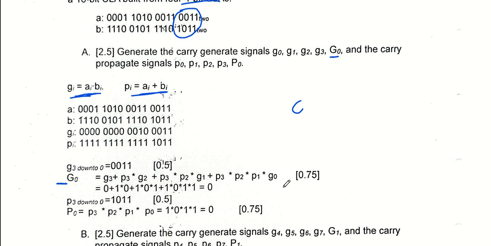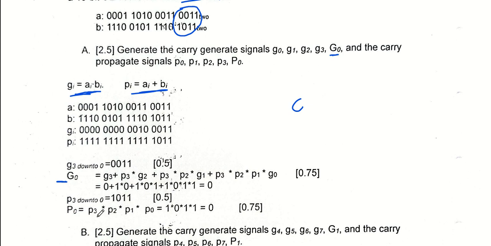Now, when you are done, the rest is just substitution. What is G3? G3 is from here. So this is 0, 1, 2, 3, so G3 is this. What is P3? P3 is 0, 1, 2, 3, so this one. And G2? G2 is 0, 1. So you are just substituting to get one long equation. So that's it. Now that's for the capital G0.